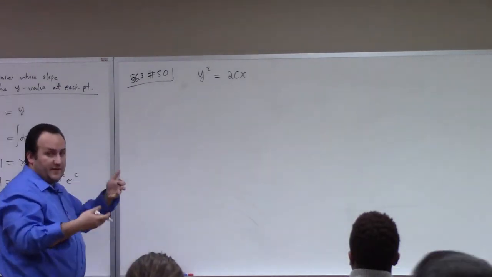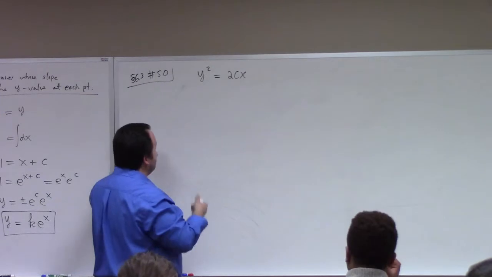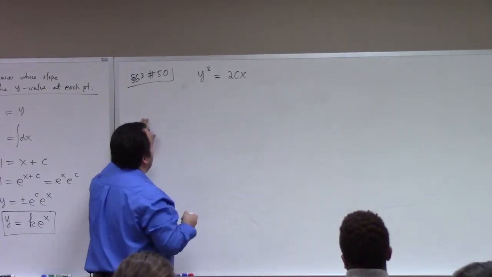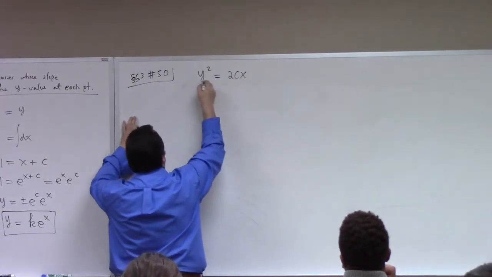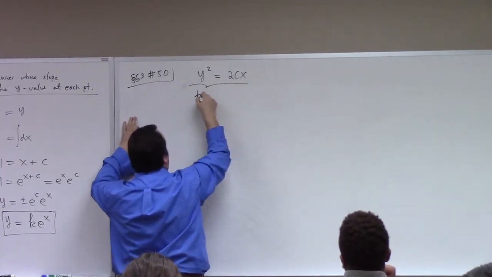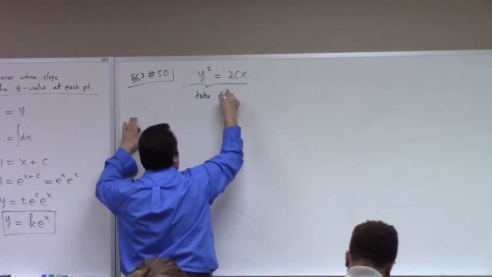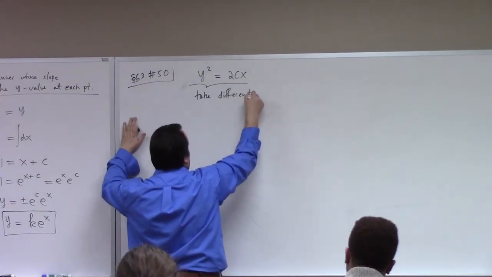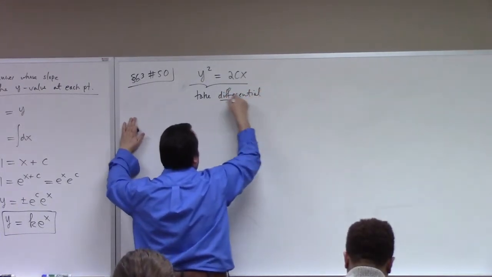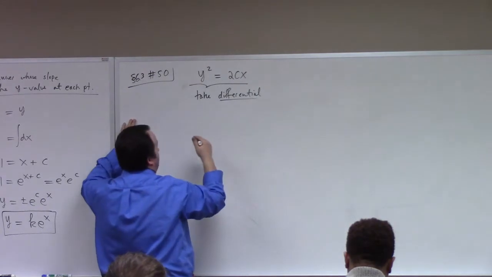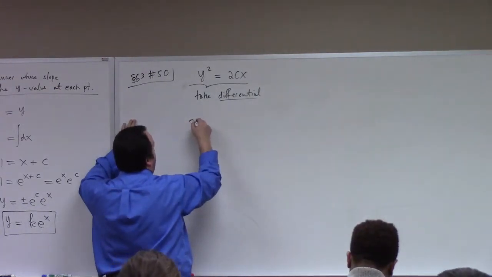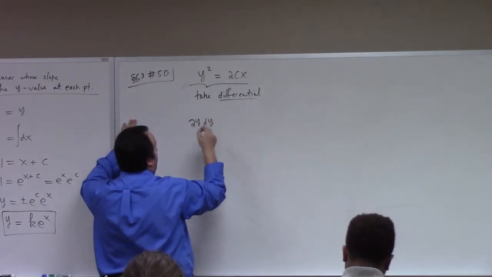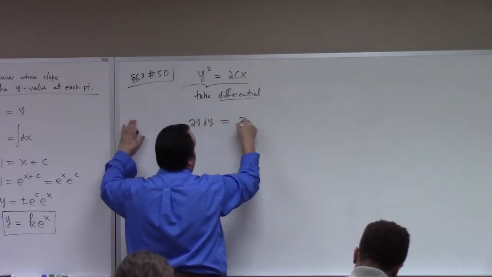So suppose we want to find the orthogonal trajectories. Well, first of all, we need to find the differential equation. So one way you can do this is to take the differential. Now you guys will learn more about this in Calculus 3. You may or may not have seen this in Calculus 1, but the differential of y squared is 2y dy, right? And that's equal to 2c dx.